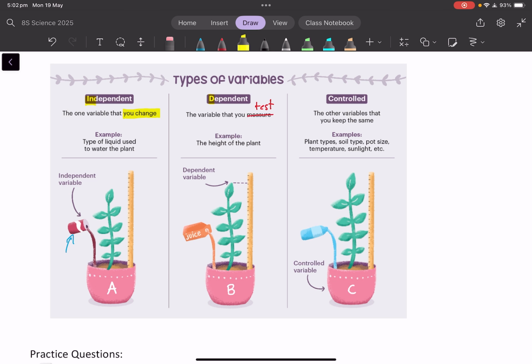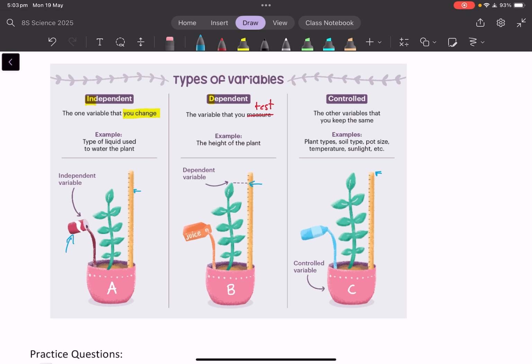And so in our experiment, what am I deliberately testing? Well, I'm deliberately testing the height that each of the plants grows. That is what I am deliberately testing.